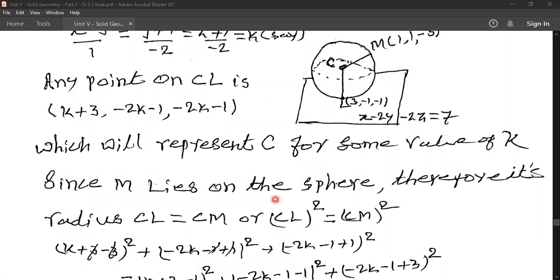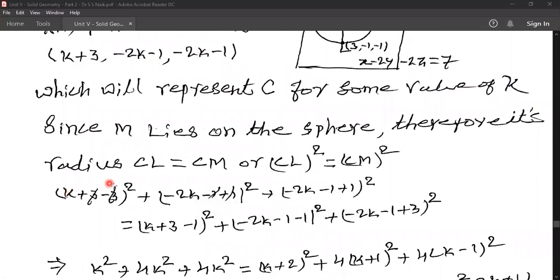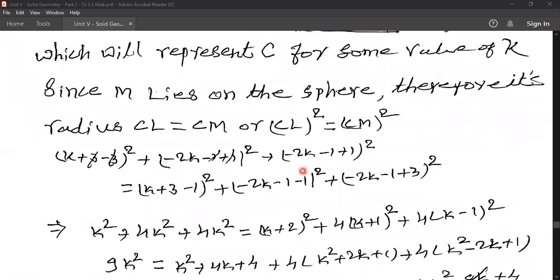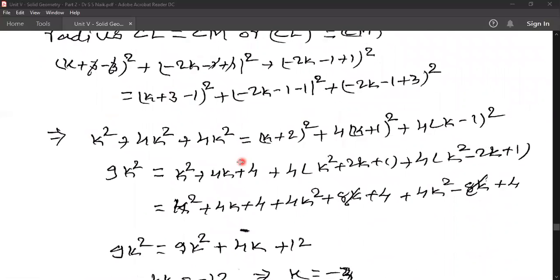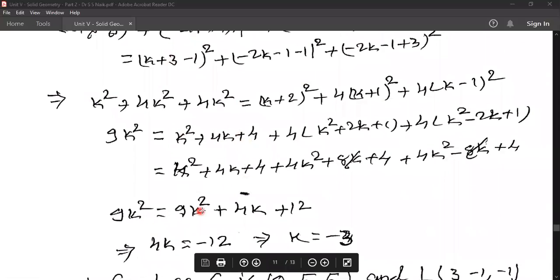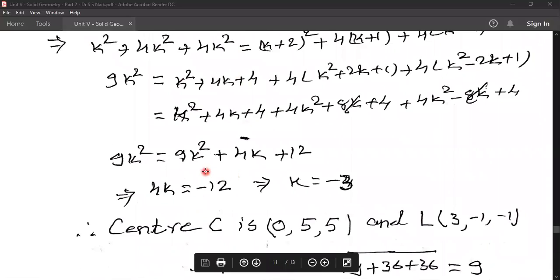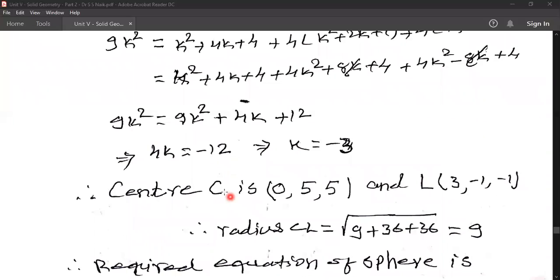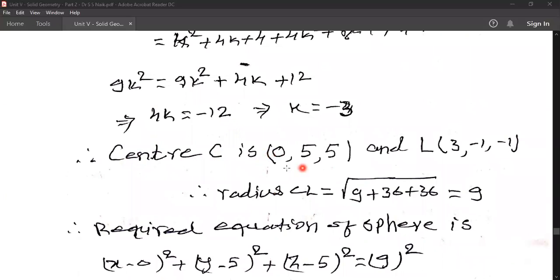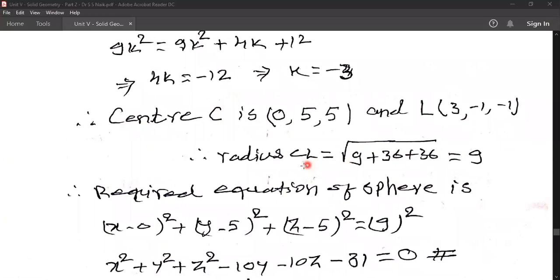Since M lies on the sphere, therefore its radius CL must be equal to CM, or CL square is equal to CM square. Then substitute this value and go on simplifying, you get 9k square is equal to 9k square plus 4k plus 12, implying 4k equal to minus 12, implying k is equal to minus 3. Hence, the center C is given by (0, 5, 5) and L is (3, -1, -1). So radius CL is equal to 9.